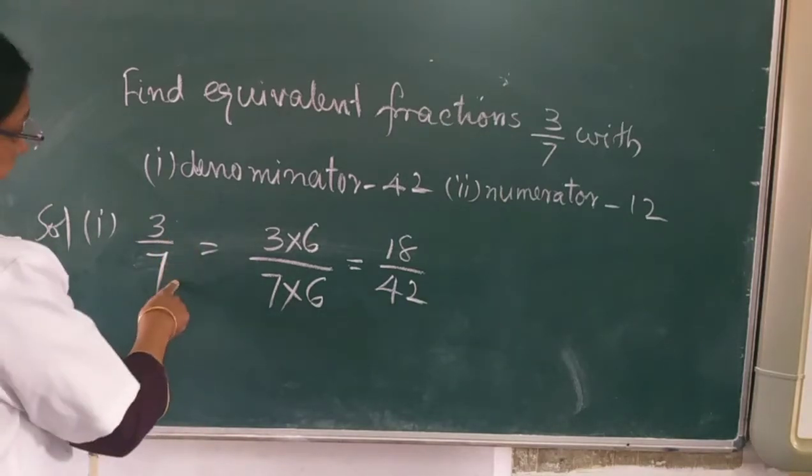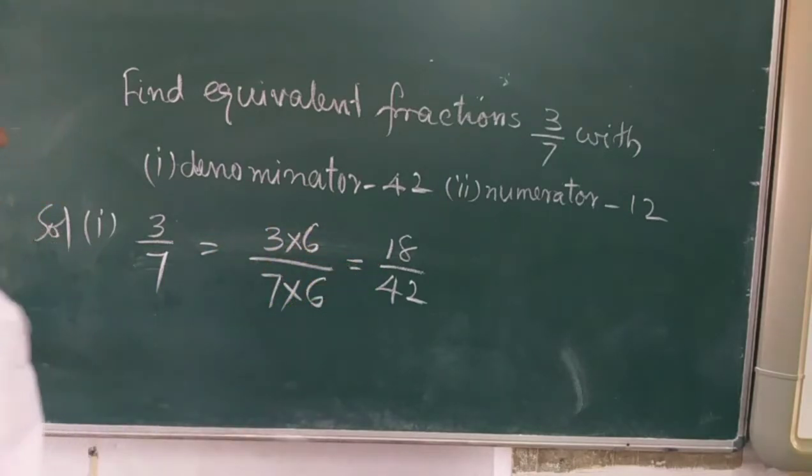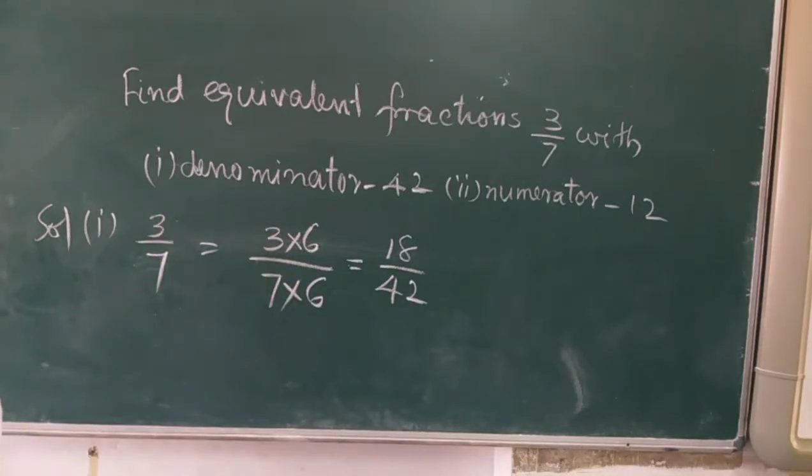Okay, so 3 by 7, and now it is 18 by 42. 18 by 42 is an equivalent fraction of 3 by 7 with the denominator 42.